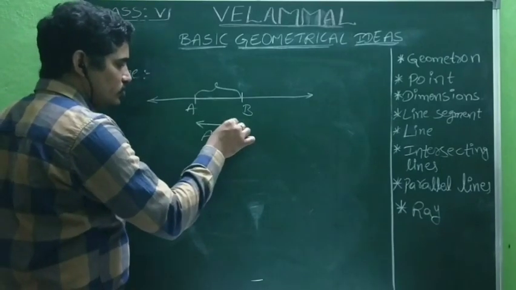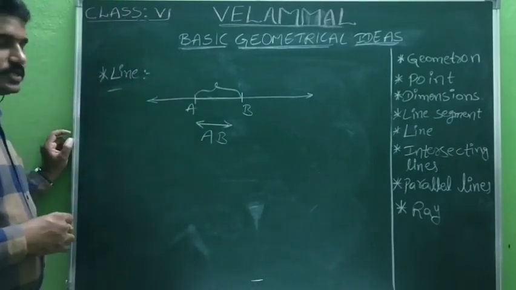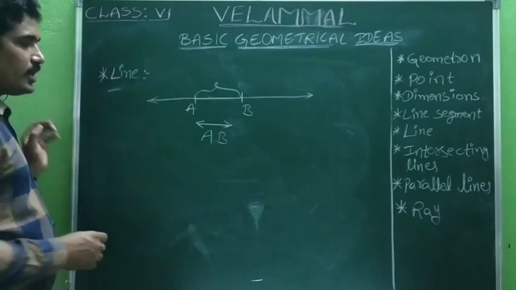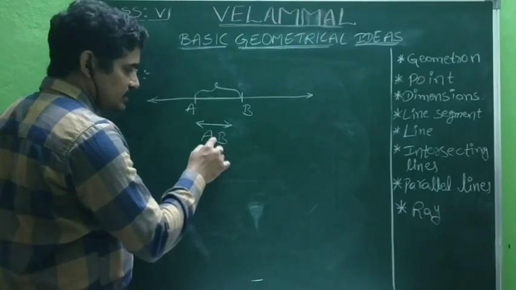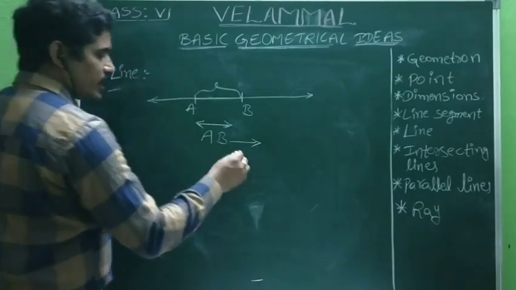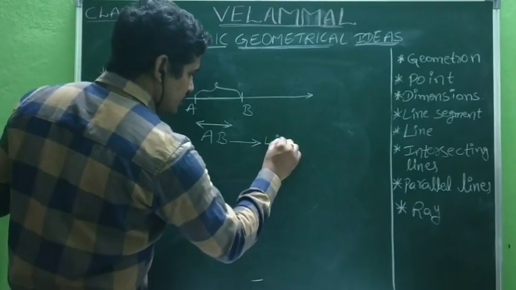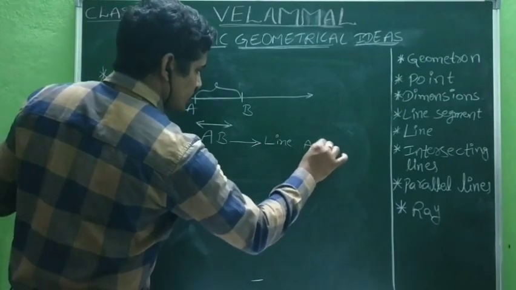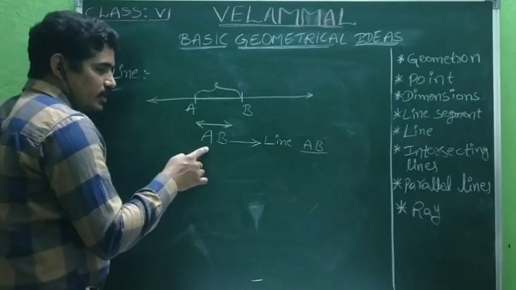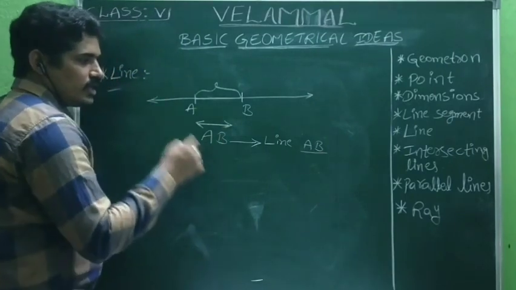So this will be written as line AB, writing the points on the line AB and writing two arrow marks in both directions. That means the line symbol on AB. Now we will call this the line AB. For reading and for writing, this is called the line AB.